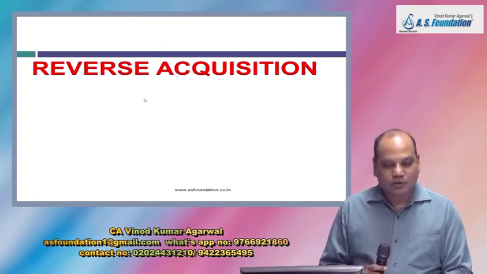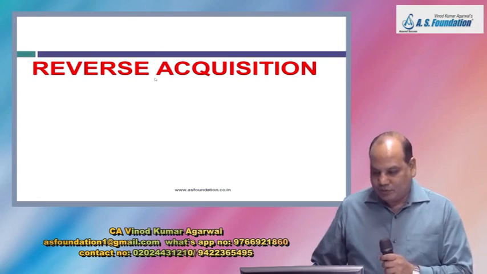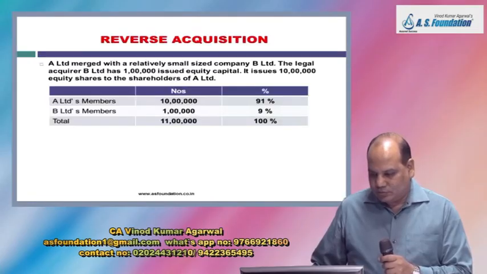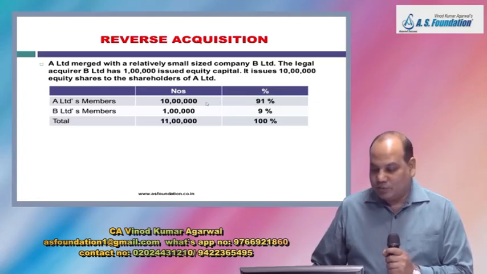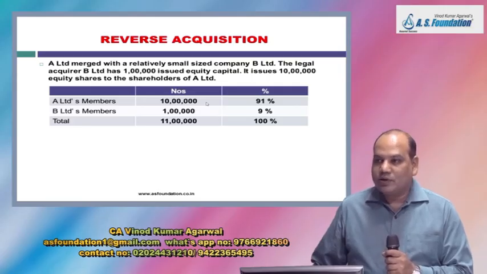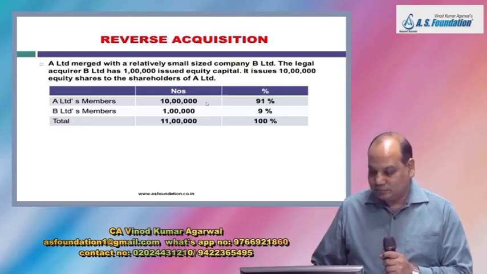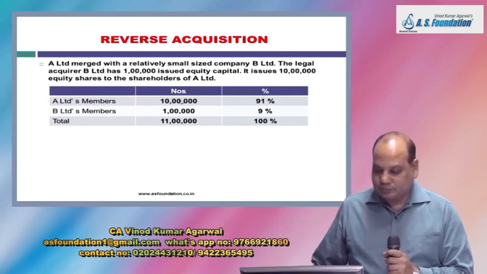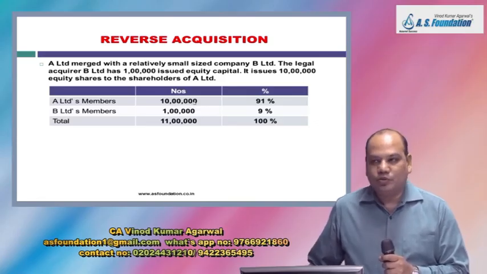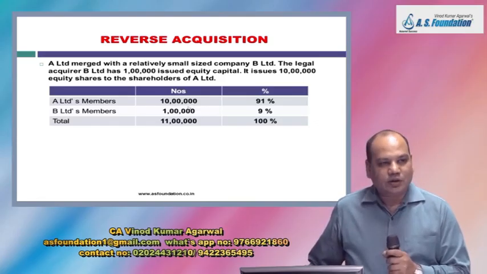Okay, reverse acquisition means the company which issues shares gets less number of shares in the combined entity, and the company to whom shares is issued gets a majority stake in the combined entity. So for accounting purpose, the one who has control will be treated as acquirer, even though for legal purposes the one who issues the shares is treated as acquirer.